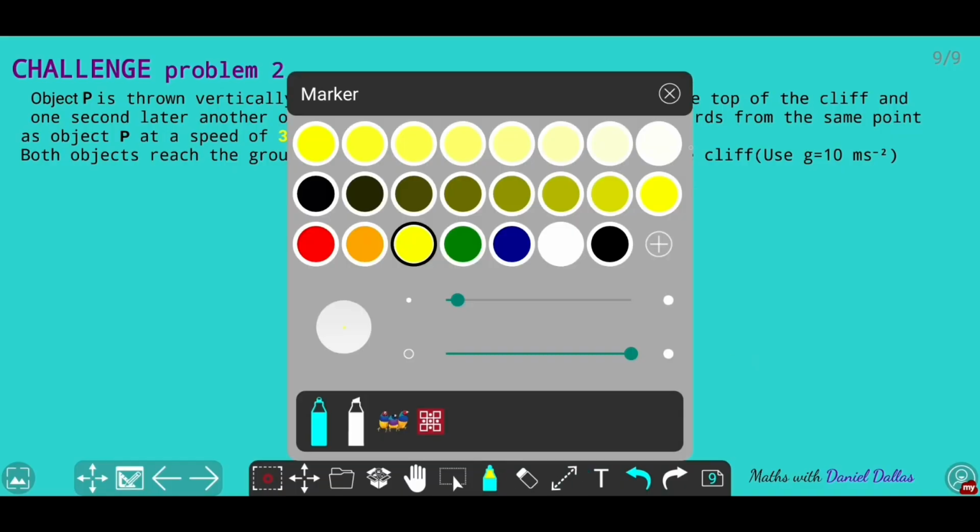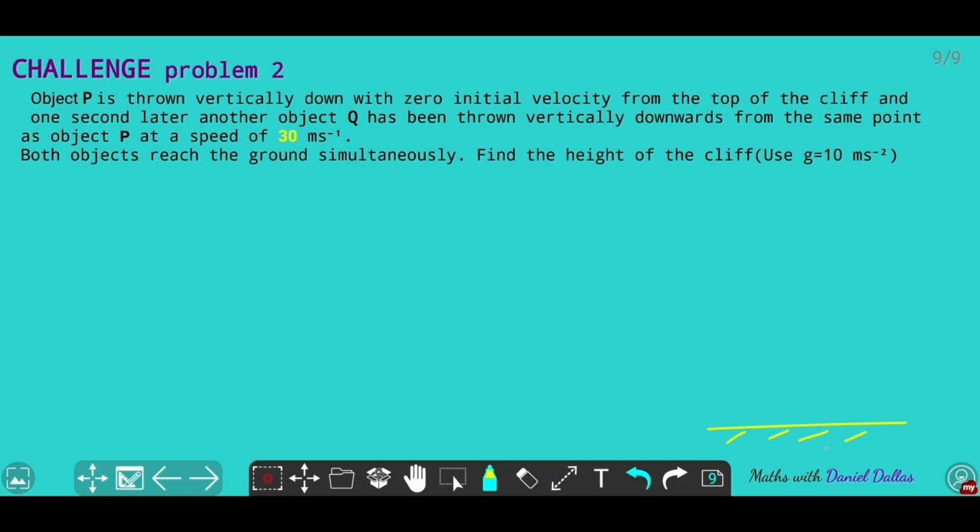So what we do have is the ground level somewhere here, and that's going to be the height of that cliff where both objects P and Q have been thrown. Okay, so we mark H as the height, and object P has been thrown as the first object with initial velocity, which is 0 according to the words, right? And some time has passed, 1 second, because 1 second later another object Q has been thrown as well.